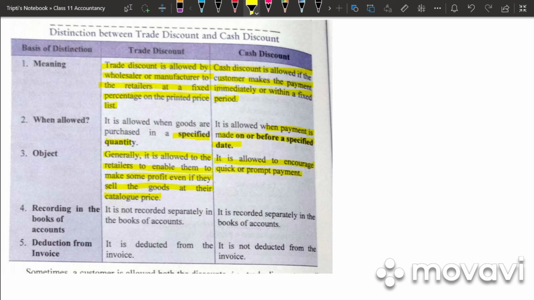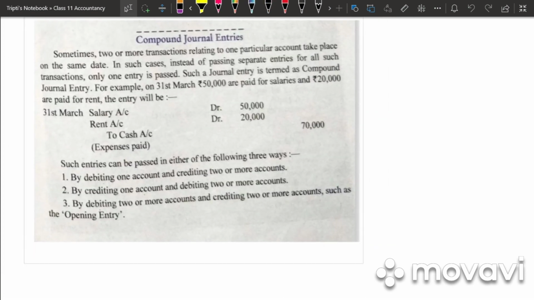Next, recording in the books of account. Trade discount is not recorded. Cash discount is recorded separately in the books of account. And last we have deduction from invoice. Trade discount is deducted from invoice, but cash discount is not deducted from invoice. So it is very important you know what is trade discount, what is cash discount, and how it is used in the books of accounting. Next, take down the next side heading, compound journal entries.